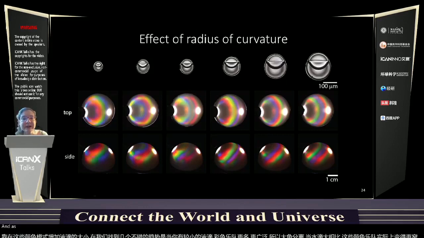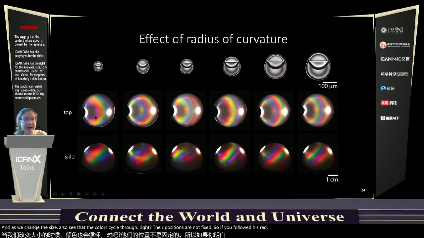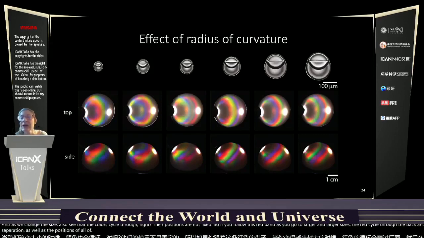And as we change the size, you'll also see that the colors cycle through, right? Their positions are not fixed. So if you follow this red band, as you go to larger and larger sizes, the red cycles towards the back and then will reappear in the front. So both the width of this color separation as well as the positions of all of the colors do change with droplet size.